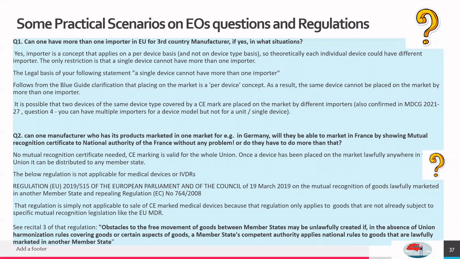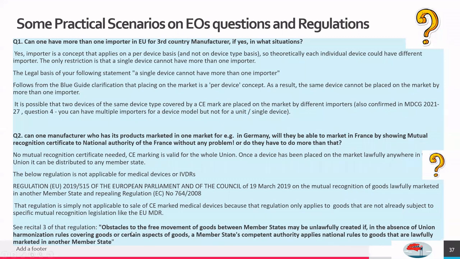There they mentioned a mutual recognition certificate one has to show. So I wondered, do they need one more? But the answer is in this regulation. If you see the initial introduction page, the third recital states that obstacles to free movement of goods between member states may be unlawfully created in the absence of union harmonization rules. But harmonization rules for medical devices are already there, so we do not need to follow this regulation.